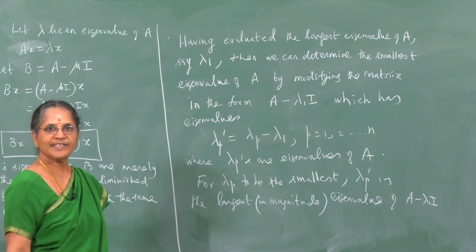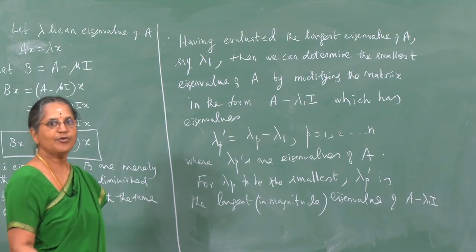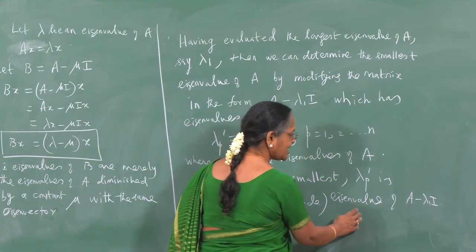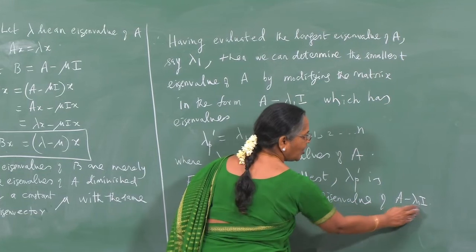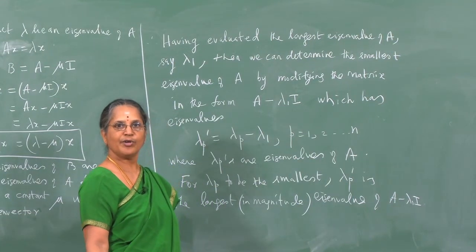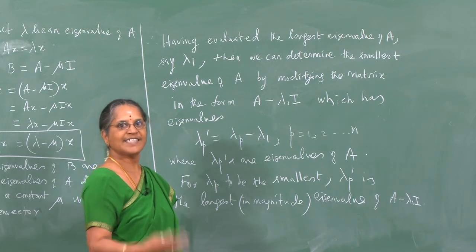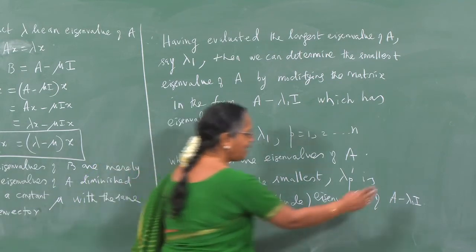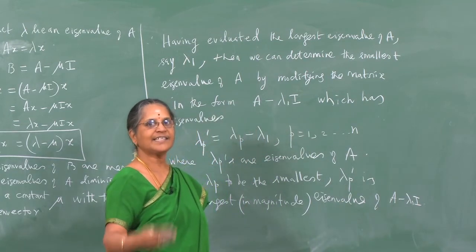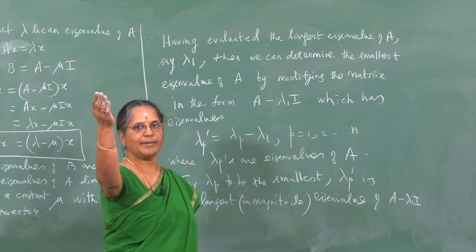Can you compute this? Yes, we know we can use power method to obtain the largest or the dominant eigenvalue in magnitude of a given matrix. What is the matrix that is given to you now? The given matrix is, say, B, which is A minus lambda 1 into I. Do you know lambda 1? Yes, it is the dominant eigenvalue of the given matrix A.